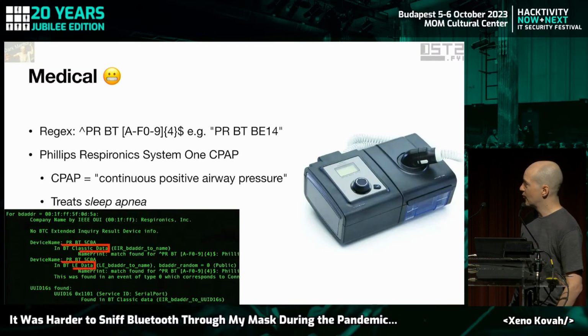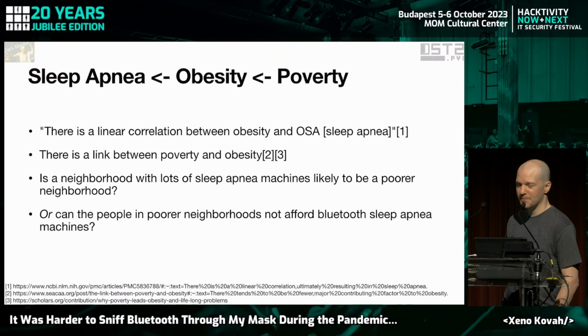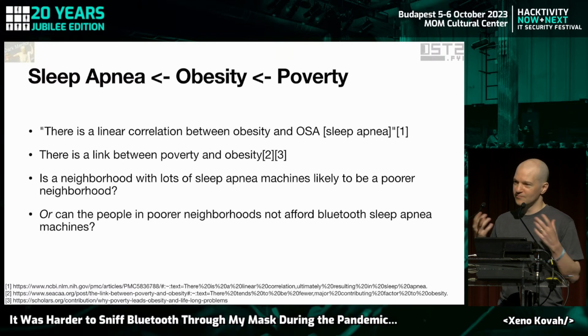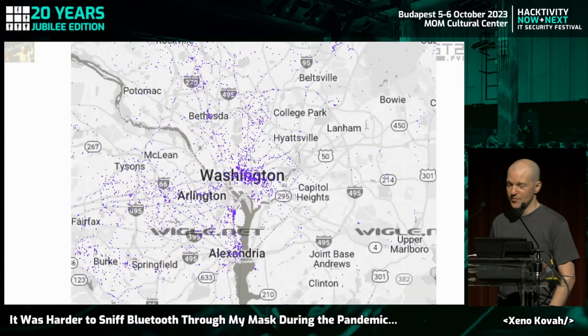Now, what I'll just say about this is when I first found out about these devices, I was driving around in a quote-unquote bad neighborhood. And so the question that arose for me is, I know that there's a correlation between obesity and sleep apnea. I also know that there's a correlation between poverty and obesity. And so the question is, if poverty potentially causes obesity, and obesity causes sleep apnea, am I going to see more of these sleep apnea devices in poor neighborhoods, or is it going to be that poor people can't afford them, and therefore they're not going to be there?